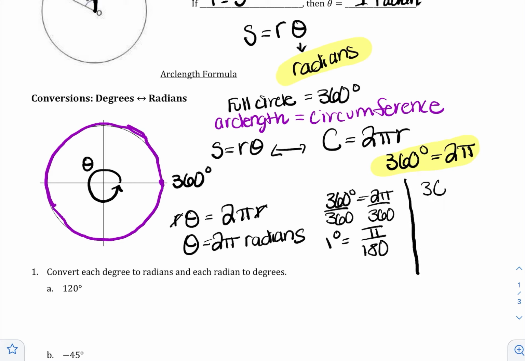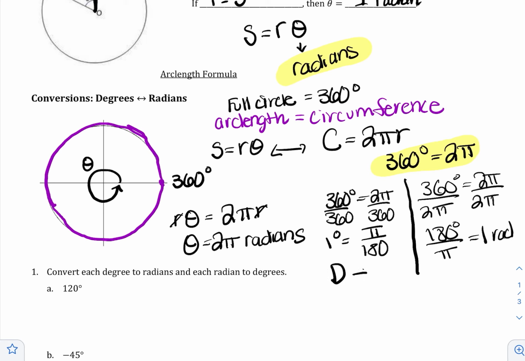Or you could take 360 degrees and divide it by 2 pi. That's going to give me 180 degrees over pi is equal to 1 radian. So anytime I want to go from radians to degrees, I multiply by 180 over pi. So we're going to do the opposite: pi over 180 from degrees to radians. So this will take us from degrees to radians, and this will take us from radians to degrees. Okay, let's put it to the test.